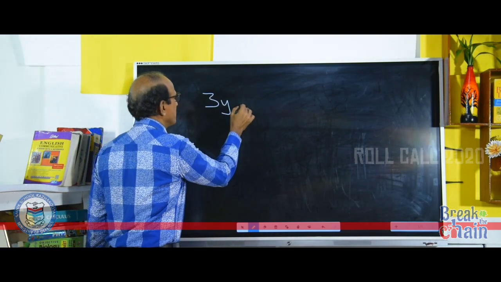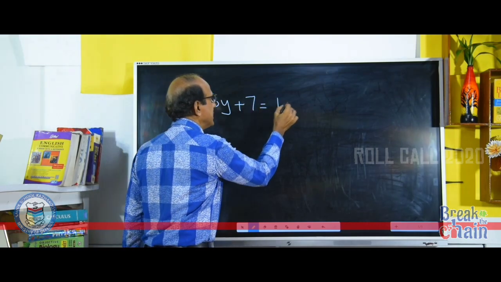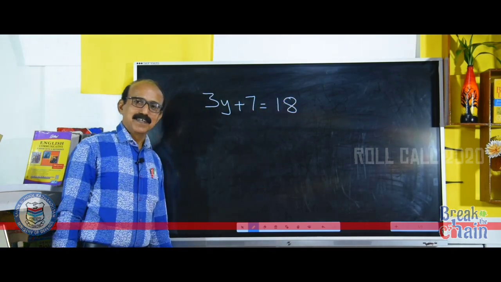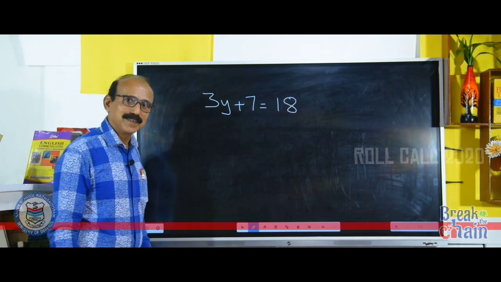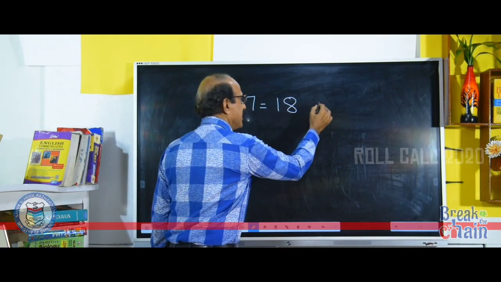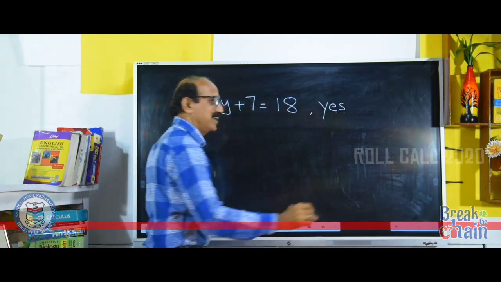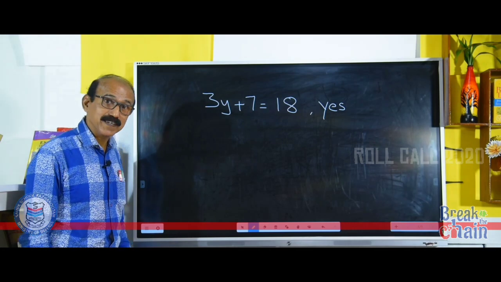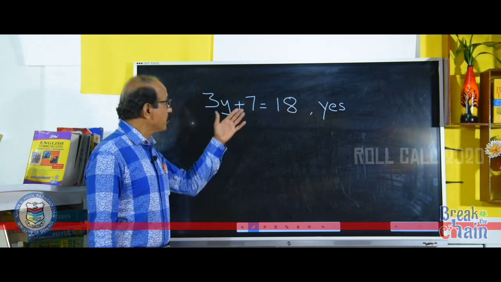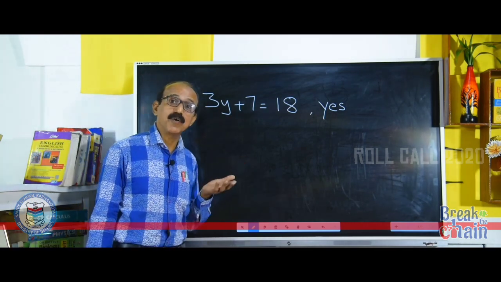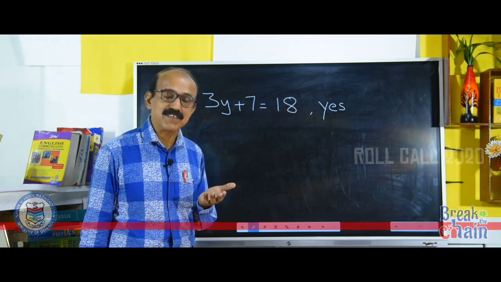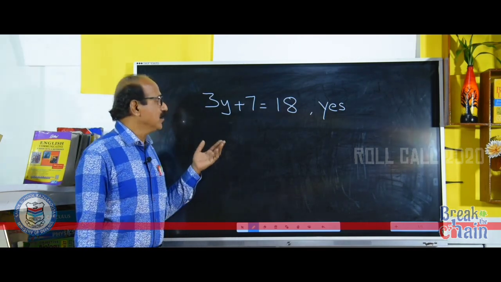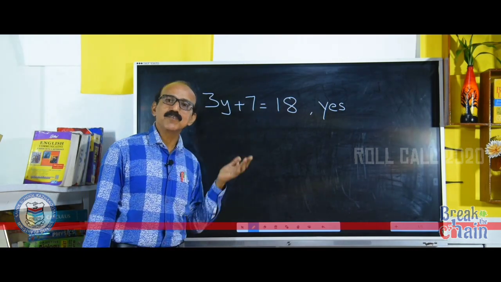3y plus 7 equal to 18. Is it a linear equation in one variable? Yes, the answer is yes. Here the variable present is y and the equal sign is also there, and the highest power of the variable y is just 1. So, it is one of the examples of a linear equation in one variable.